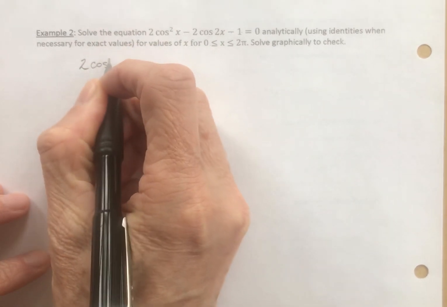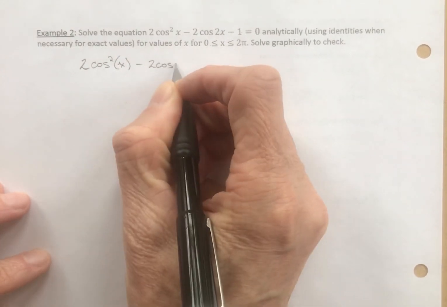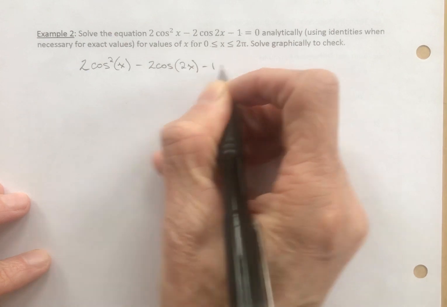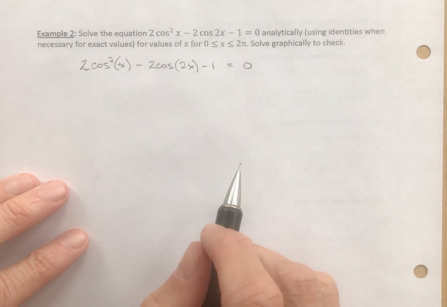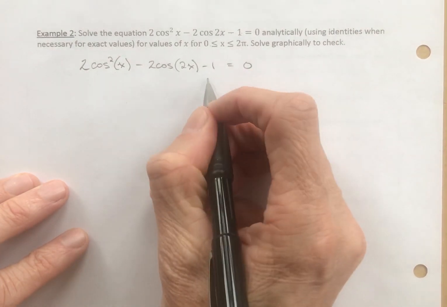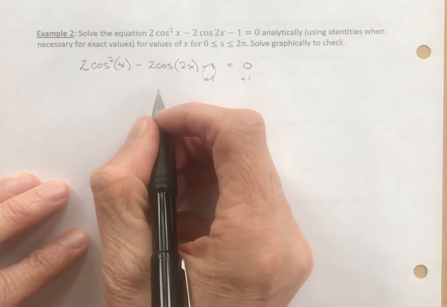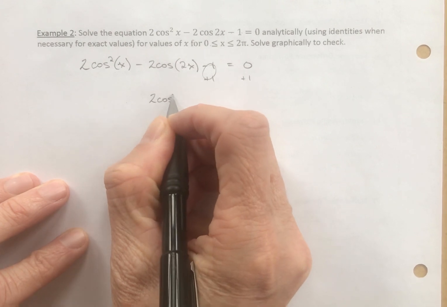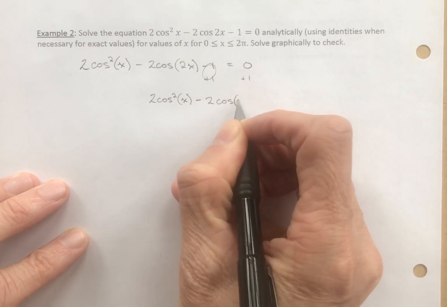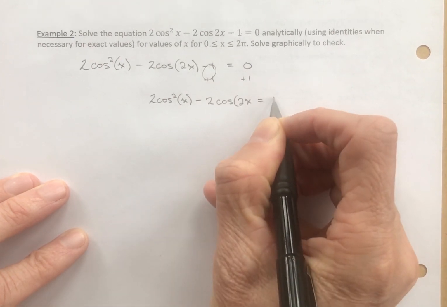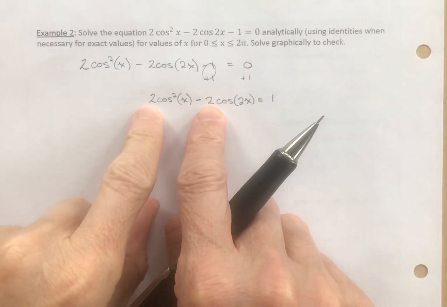2 times the cosine squared of x minus 2 times the cosine of 2x minus 1 equals 0. Well, let's see here. I think first things first, let's move the 1 over. And of course, that's a 0. So now we have 2 times the cosine squared of x minus 2 times the cosine of 2x is equal to 1. Now, a common factor of 2 can come out of here.